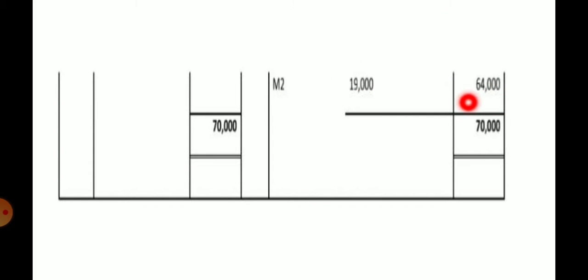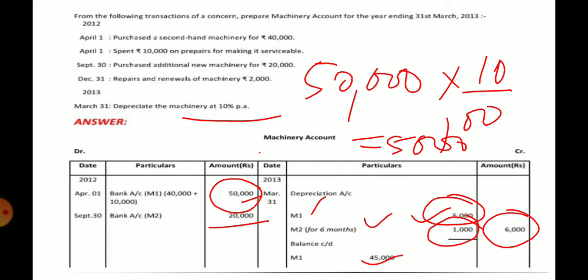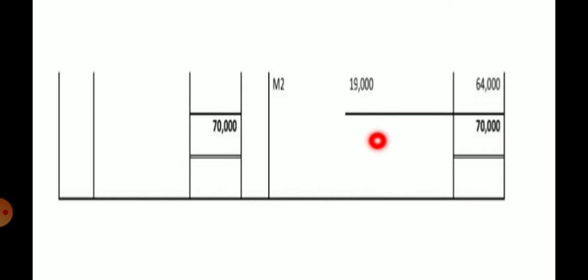So the total balance BD will be 64,000. How is it calculated? 19,000 added with 45,000, you got 64,000. So this is the method of calculating depreciation by the straight line method. In the next video we will understand how to calculate depreciation in the diminishing balance method.